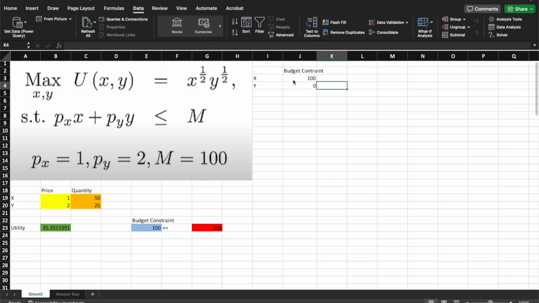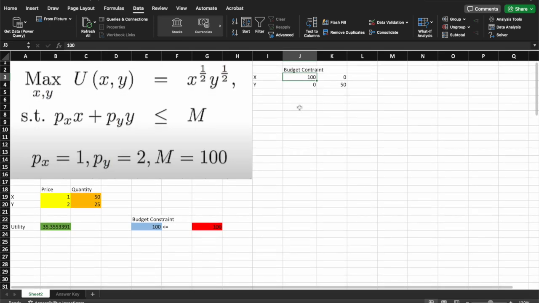And if we spent all of our amounts on y, we would have 0x, and because they cost 2, then it would be 50y. Okay, so these are the two endpoints of our budget constraint, if we spent all of our money on x or all of our money on y. Now, all the combinations between there represent some combination of x and y, but these two endpoints are going to give us the budget constraint for this graph.